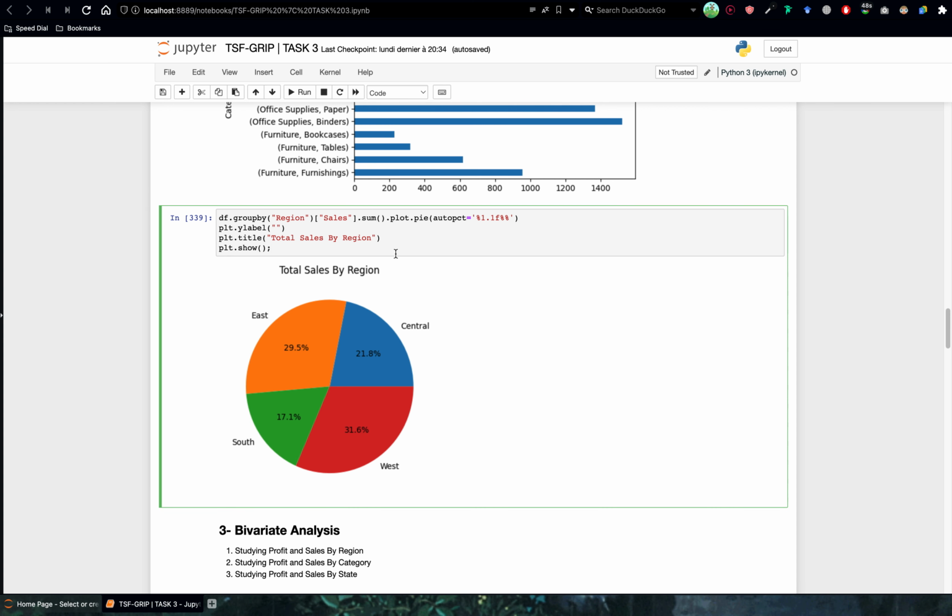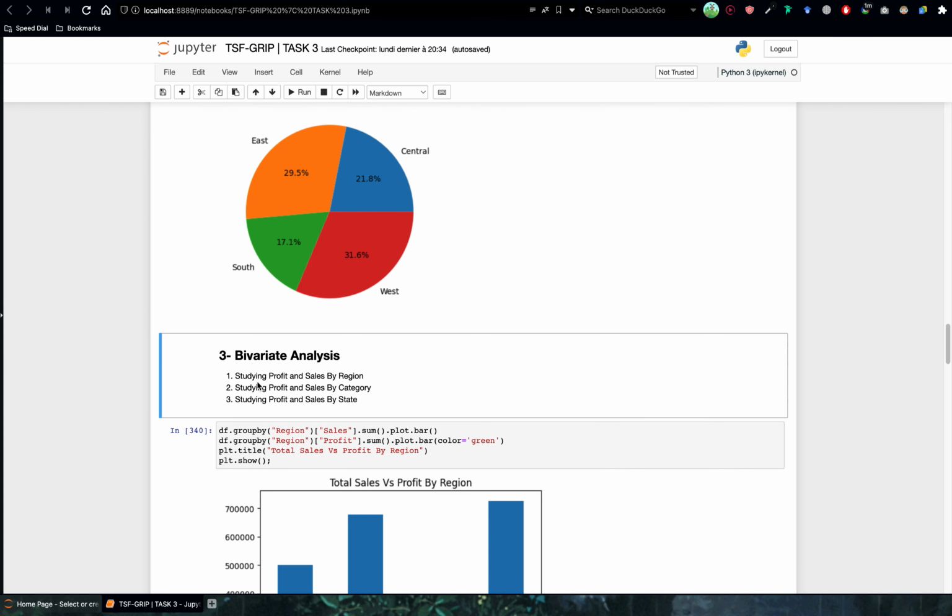Here we go over the total sales by region. You can see that we are selling more in the west and the east, not really in the central and south regions, and we'll see why in the next steps.